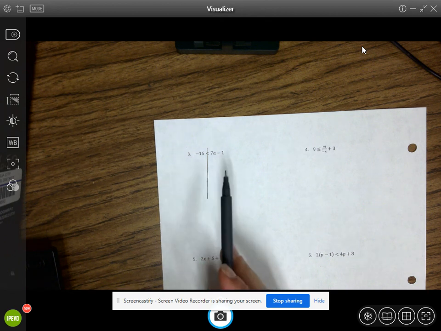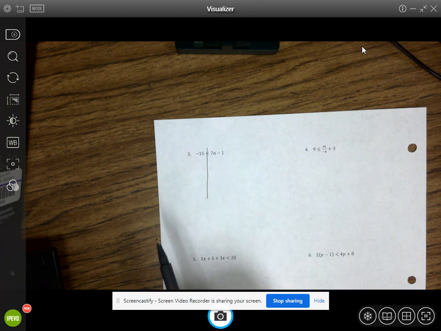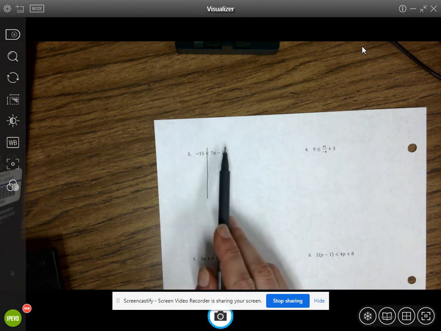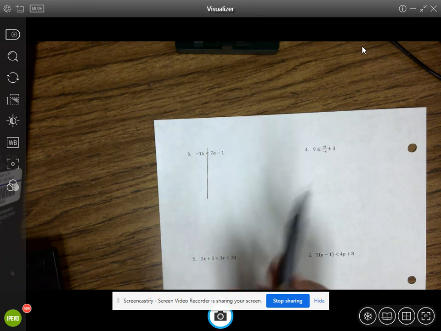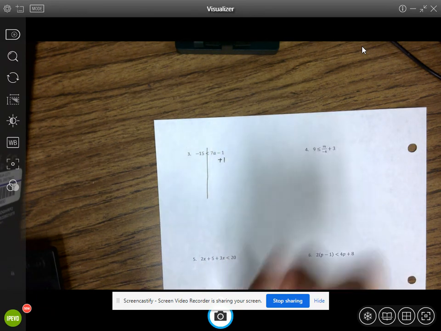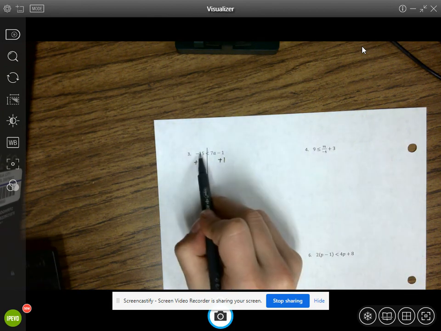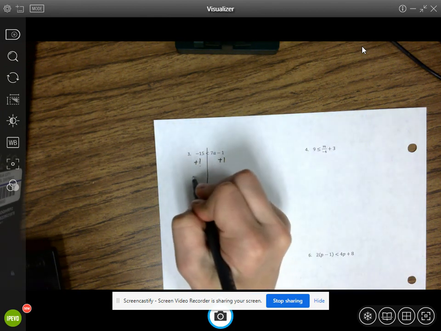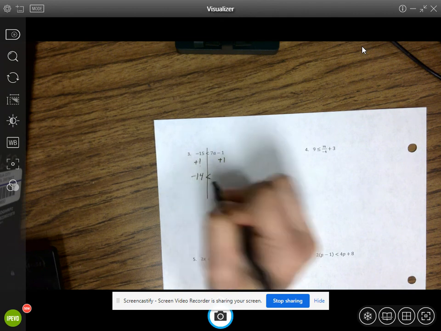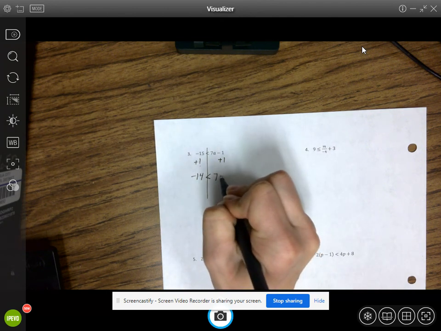I don't have distributing. I don't have like terms to combine. I already have my variable on one side, so I'm going to start by getting rid of my subtraction. To get rid of minus 1, I need to add 1 to both sides. Negative 15 plus 1 is negative 14. Keep your symbol, 7a.